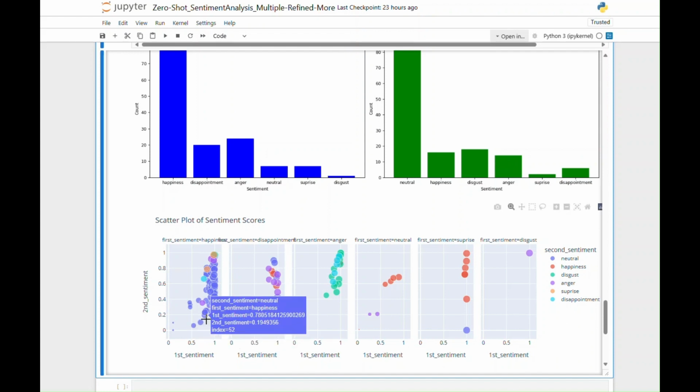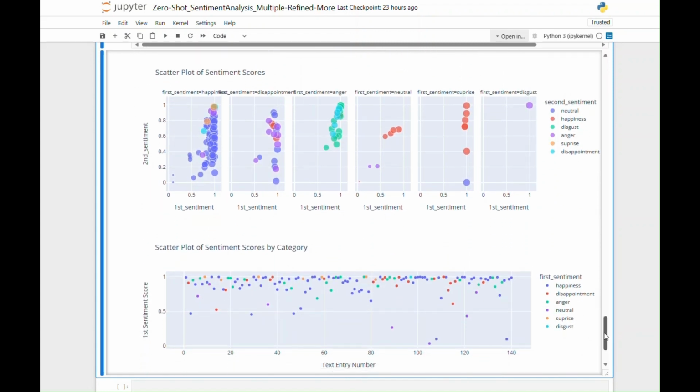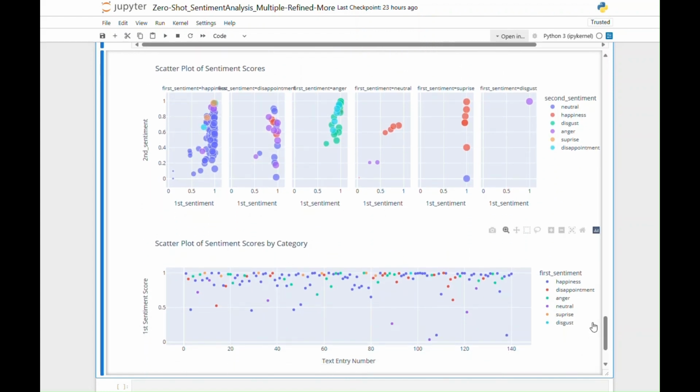So, in the first plot we can see happiness, with various second sentiments for those feedback markers. Anger, in the second plot, is mostly mixed with disgust as the second feedback sentiment. As we scroll down, we see a different view, with just the first sentiment shown. It is represented by the color of the markers, and its intensity score is on the y-axis. Along the x-axis is the chronological number of the feedback review.